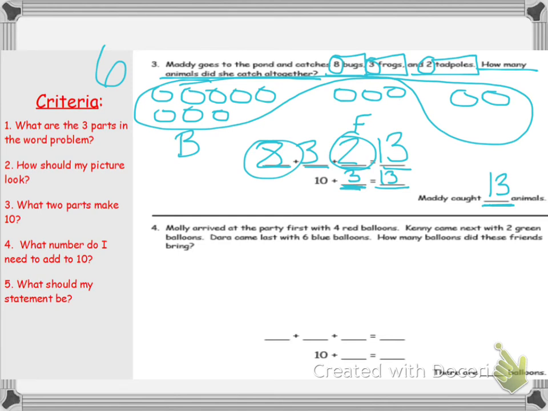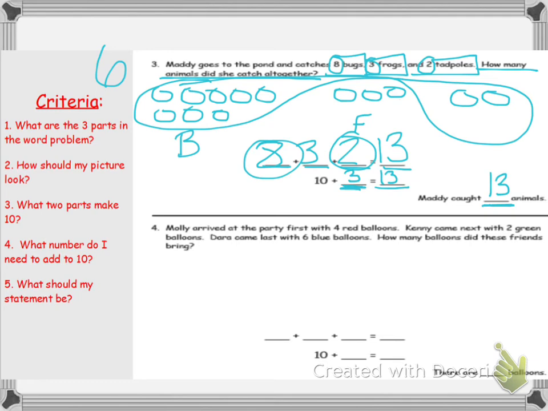Alright guys, I'm going to read this next one. You're going to do it all by yourself. It says Molly arrived at the party first with 4 balloons. Kenny came next with 2 green balloons. Dara came last with 6 blue balloons. How many balloons did these friends bring?